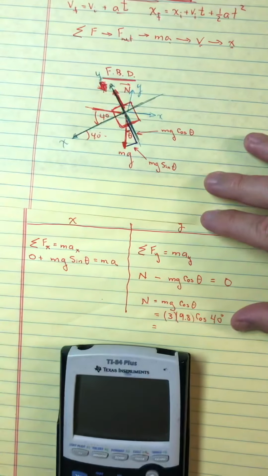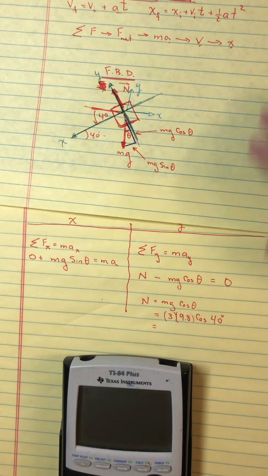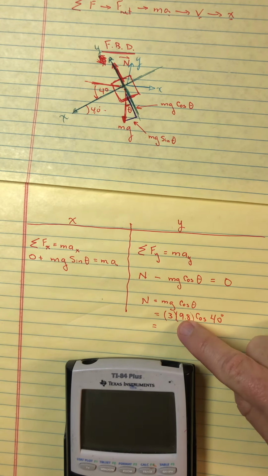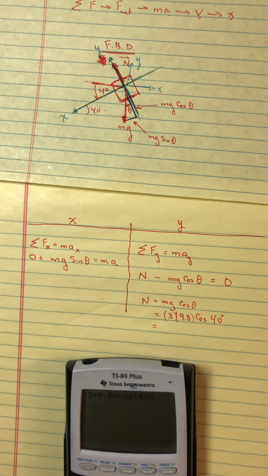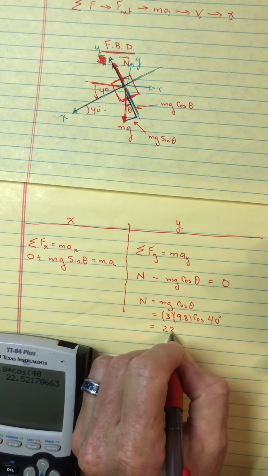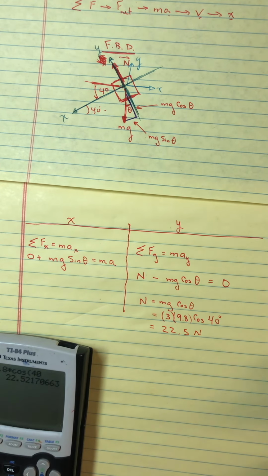So again, I know the problem didn't ask for this, and I'm probably making it harder and longer than needs be, but I wanted you to have the big lesson here. Let me check if I'm in degrees. I am. So this would be 3 times 9.8 times the cosine of 40 degrees. And this would say the normal force is 22.5 newtons.